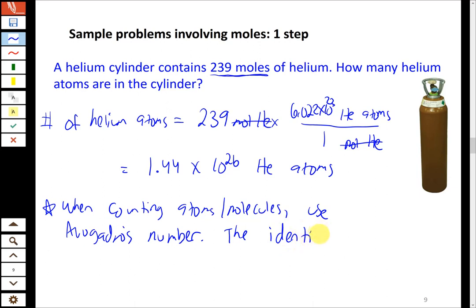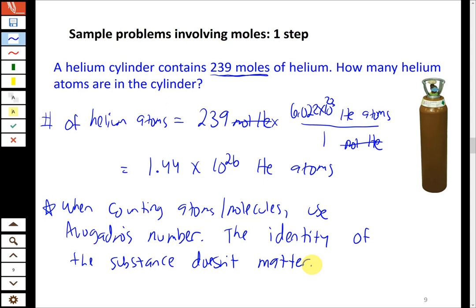You have to know what the fundamental particle is, whether it's an atom or a molecule, to clearly define what you're talking about. But the numerical part of the calculation doesn't depend on what substance it is. It's just Avogadro's number, which you'll use for any substance. Okay?